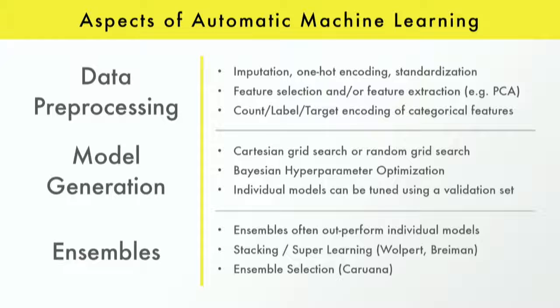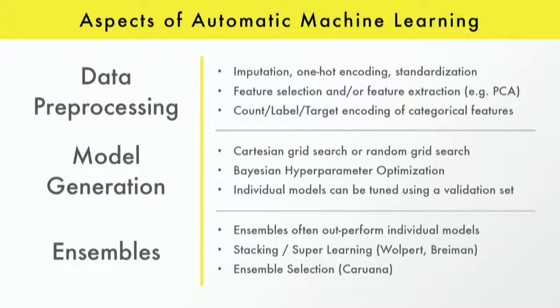We're going to talk first about what is automatic machine learning. This is a high level slide saying all the things I think are relevant to the automatic machine learning space. Data pre-processing is a big part of that. Model generation: when you want to do automatic machine learning, you want to essentially generate a lot of models and then either ensemble them or choose the best one at the end. And the last point is ensembles. That's a part of the type of automatic machine learning I'm going to talk about today.